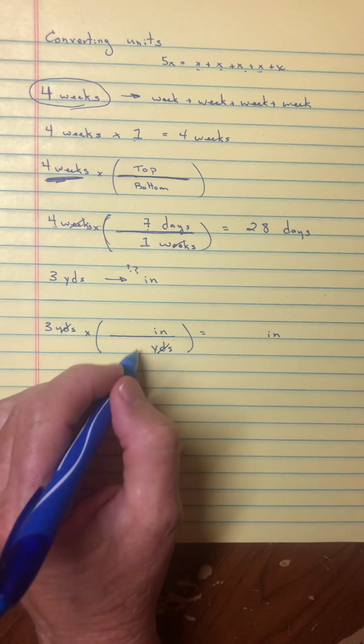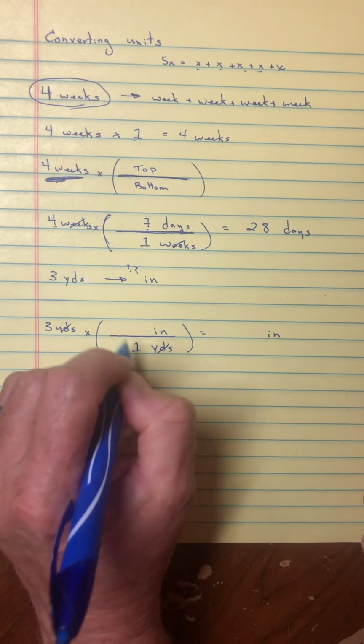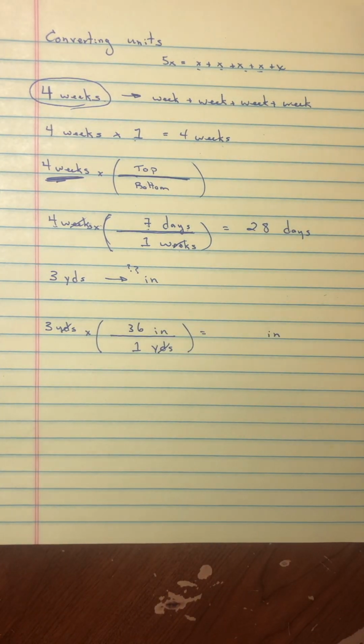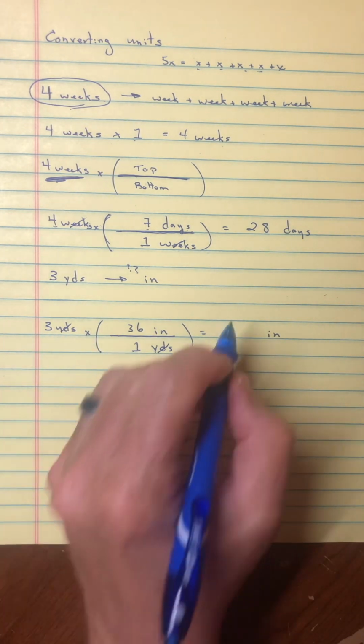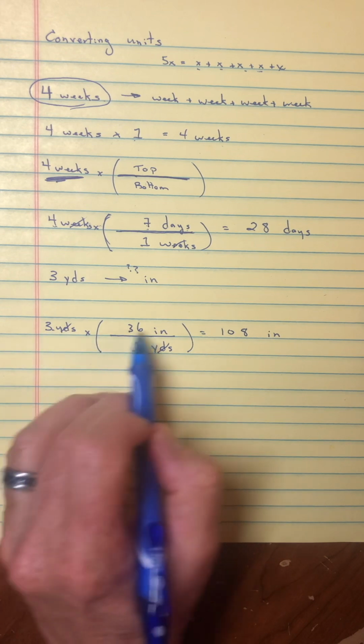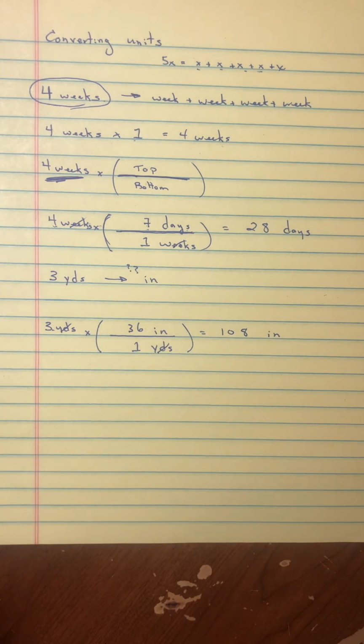Now, of course, this has to be a clever number one, and of course we know 1 yard is 36 inches. So then we have 3 times 36, which is, what, 108? 3 times 8 is 24, and 3 times 30 is 90, so that's 114... yeah, 108. So we get 108 inches.